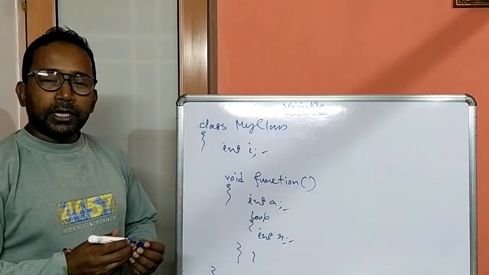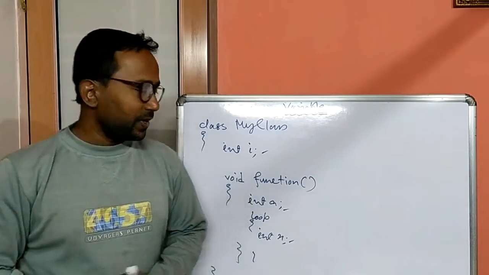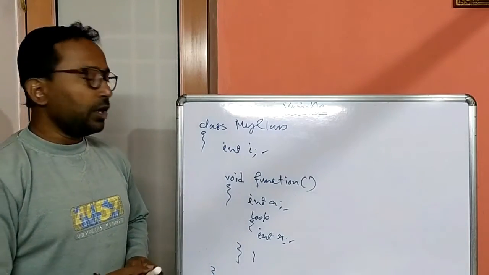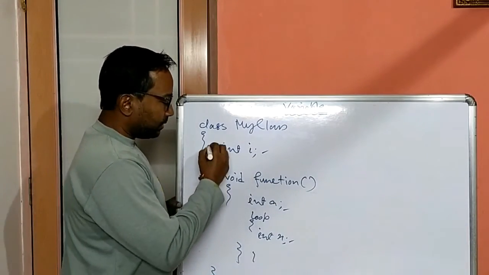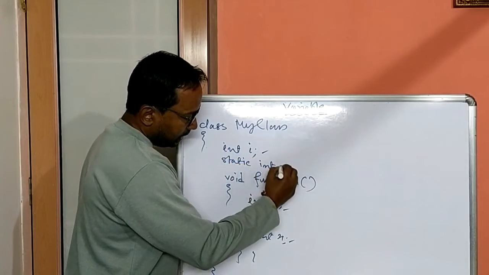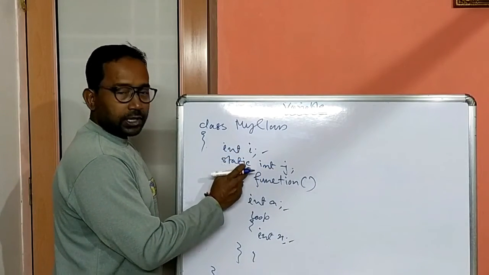Now, a global variable can be of two types. One is instance variable, another one is class variable. This is an instance variable. And to make a global variable a class variable, you have to use a keyword called static. Static int j. So this is now an instance variable and this is a class variable.